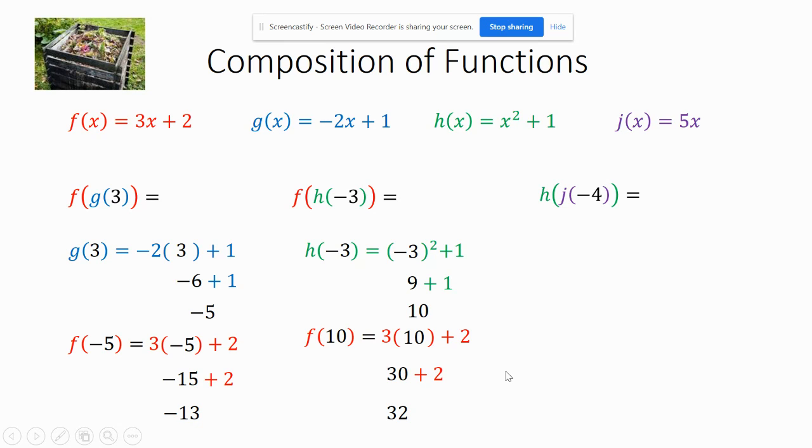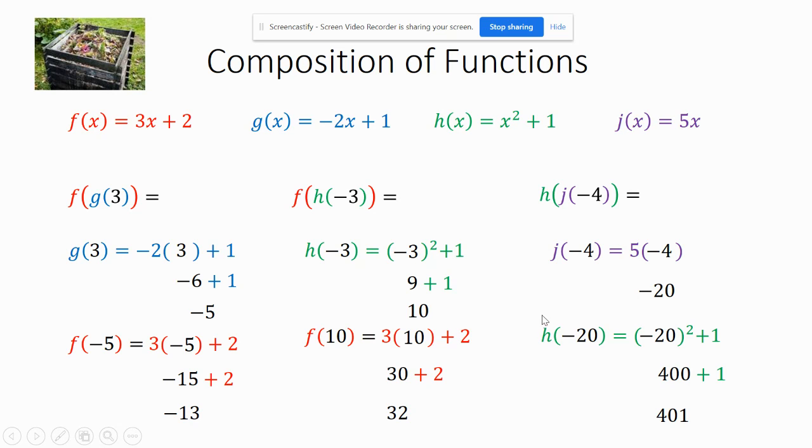Do the h last. I'm going to put the j equation into the h one. The j one is simply j of -4, so I'm going to take 5, replace the x with -4, which is -20. I will now plug -20 into the x squared plus 1. Don't forget, -20 squared means the quantity -20 times -20, which is +400, plus 1 makes it 401.